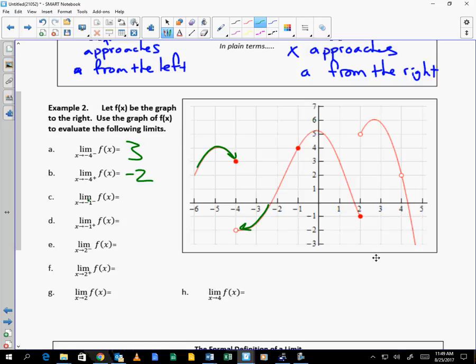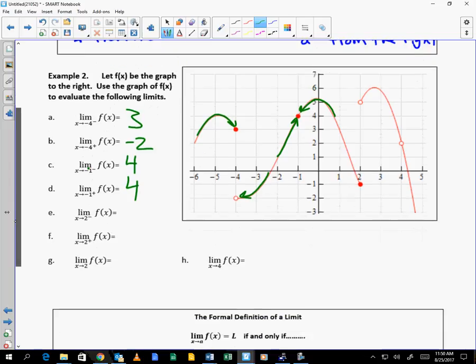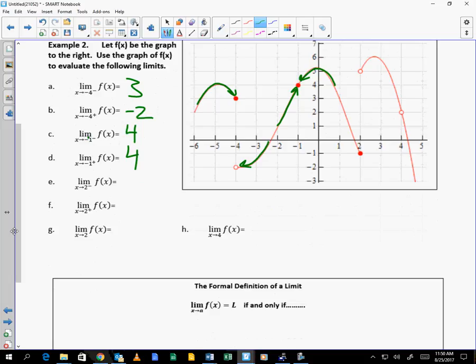Look at -1 from the left. 4. -1 from the right. 4. If you plug in -1, do you get 4? Yes. So if I ask you what is f of -1, if I plug in -1, what is the function value? The function value is 4. The function value at -4 is 3. Okay? Let's do a different one, though.